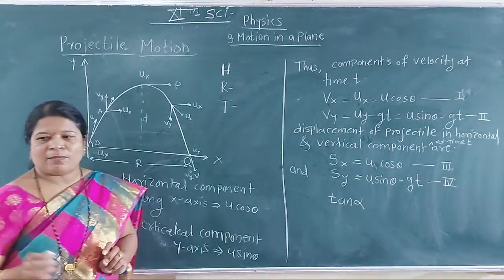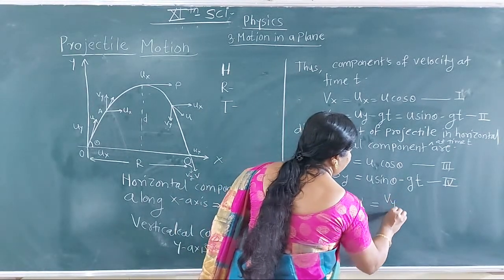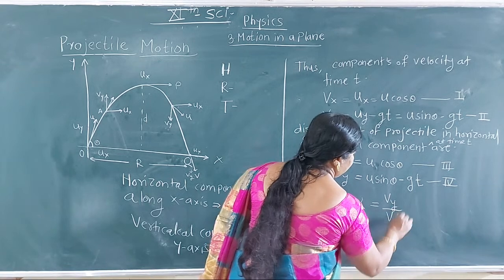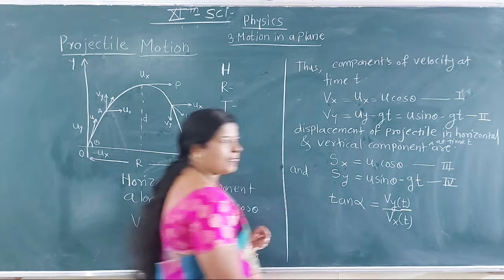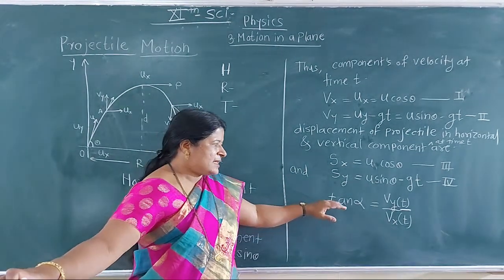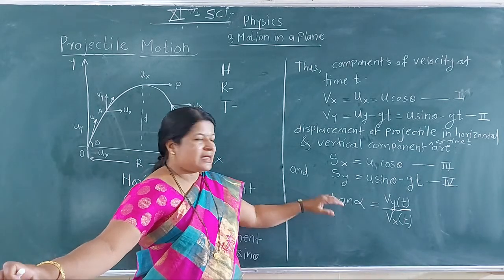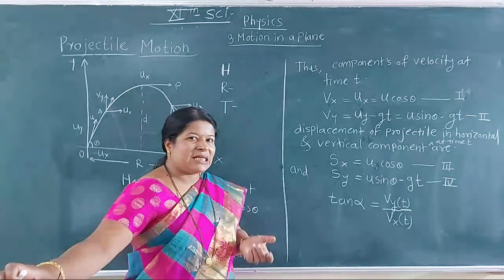So tan alpha is equal to phi y divided by phi x at a time t. Therefore we write it as a function of t. We know that if there is a vector with rectangular components, we can find out its magnitude as well as direction.